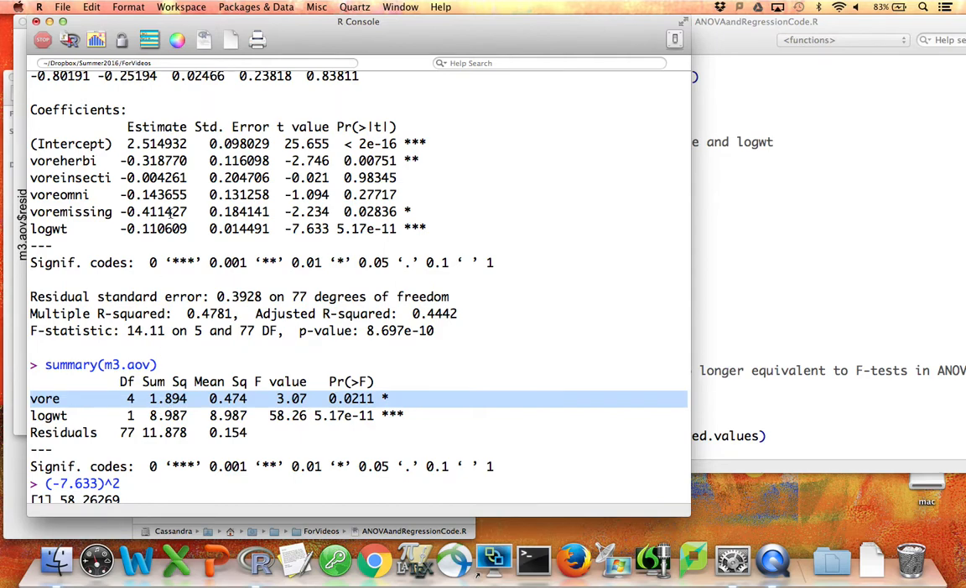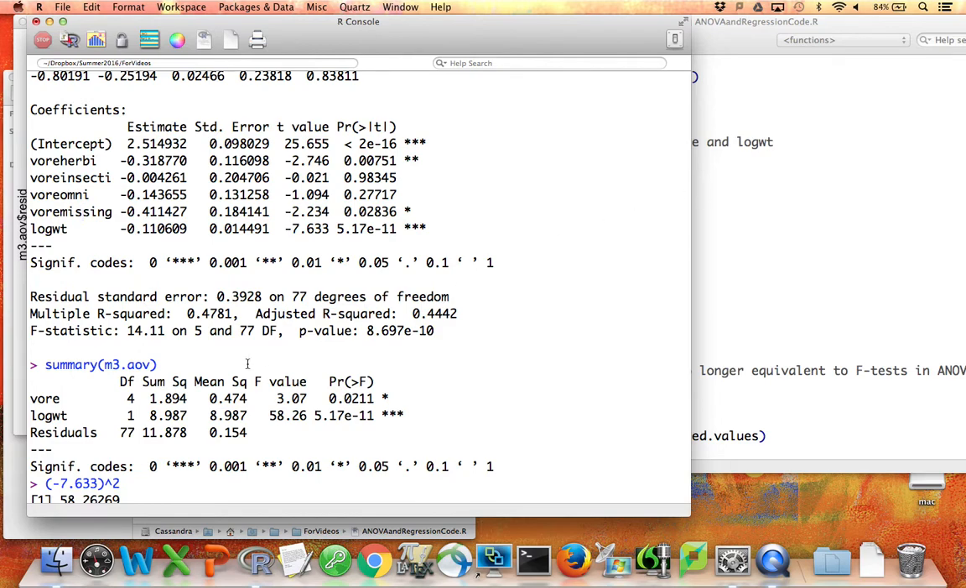Whereas, if you're trying to come up with a model that might include some of the different possible categories of VOR, but not all of them, then you want to be looking at t-tests for whether each particular category of VOR needs to have its own term in the model, or whether you can omit some of the terms but not all of the terms of VOR.